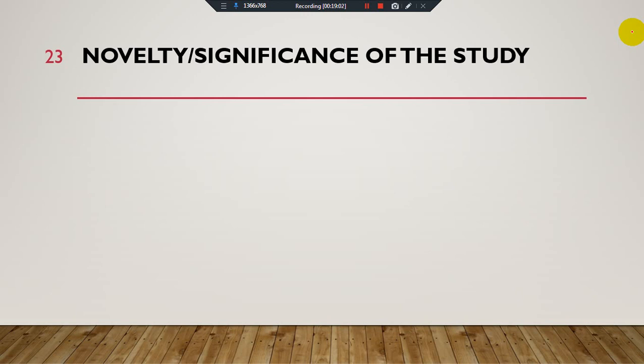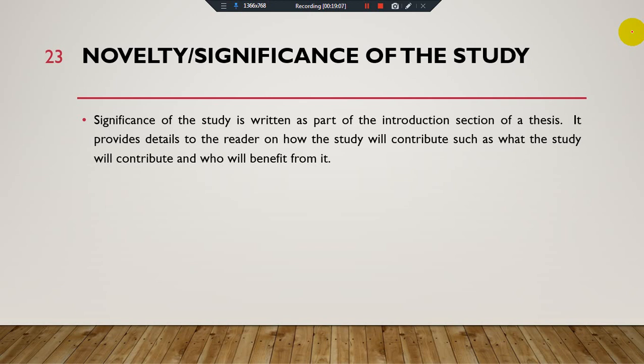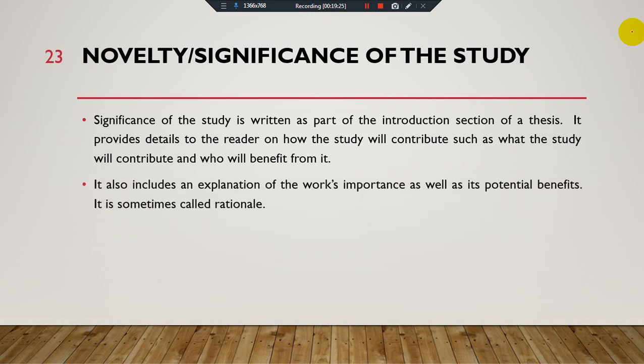Okay, here we have the novelty or significance of the study. The significance of the study is written as a part of the introduction section of a thesis. It provides detail to the reader on how the study will contribute, such as what this study will contribute and who will benefit from it. It also includes an explanation of the work's importance as well as its potential benefit. It is sometimes called the rationale of the study. You don't have to provide a separate heading for the rationale of the study.